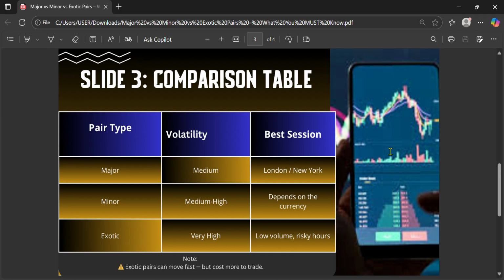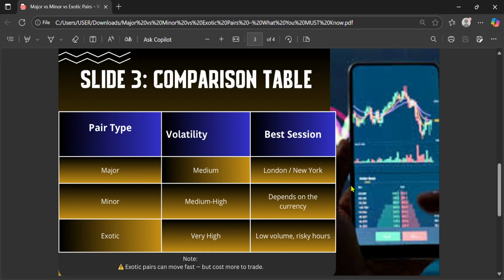Now let's go to the next one, which is, let's compare the table right now. Between major pair, minor pair, and exotic pair, we have the differences: the type of pair, the volatility, and the best session to trade them. Meanwhile, as a forex trader, all of this can be traded. Now, it depends on what you're looking for, on the type of trader you want to be.